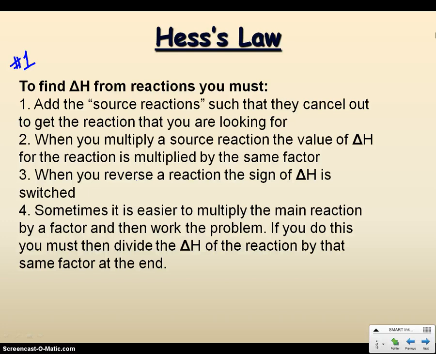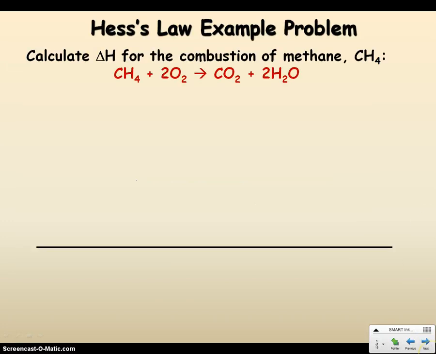Sometimes it's easy to multiply the main reaction by a factor and then work through the problem. So we'll have to go through some examples and see how that works. So let's take a look at one example right now. If you're following along in your notes packet, this is below the rules for Hess's law version 2. It says example, Hess's law 2 ways. You guys are going to be calculating the delta H, the heat of combustion of methane.